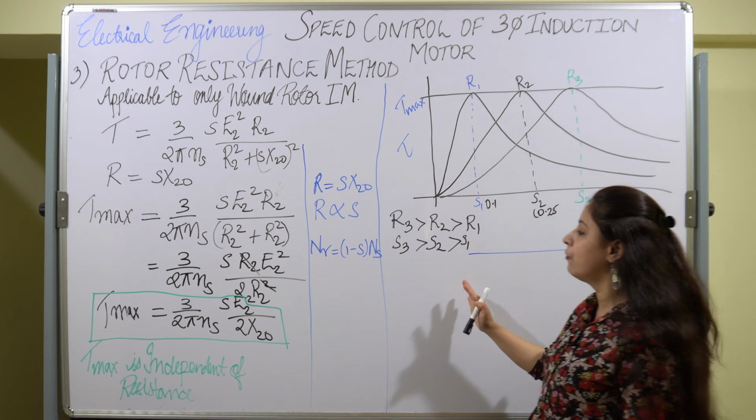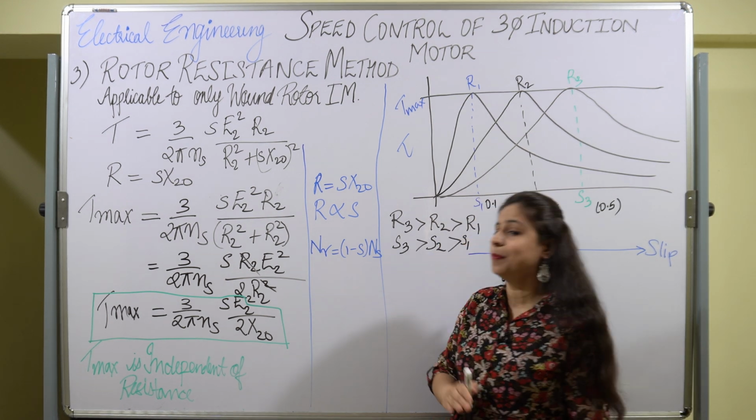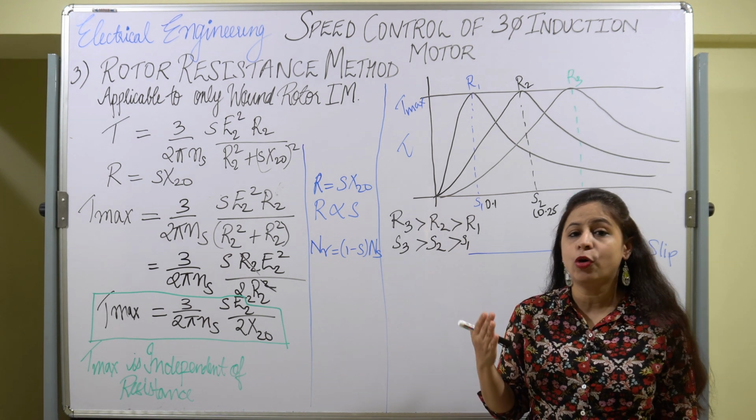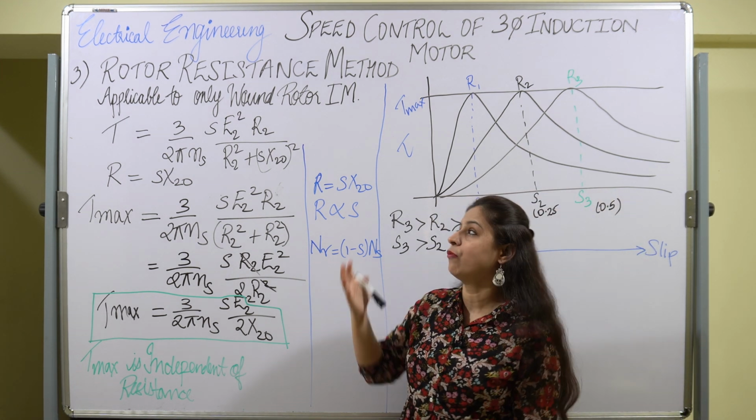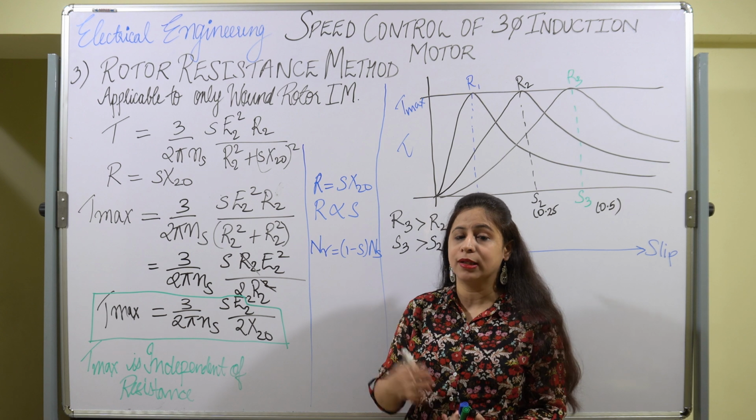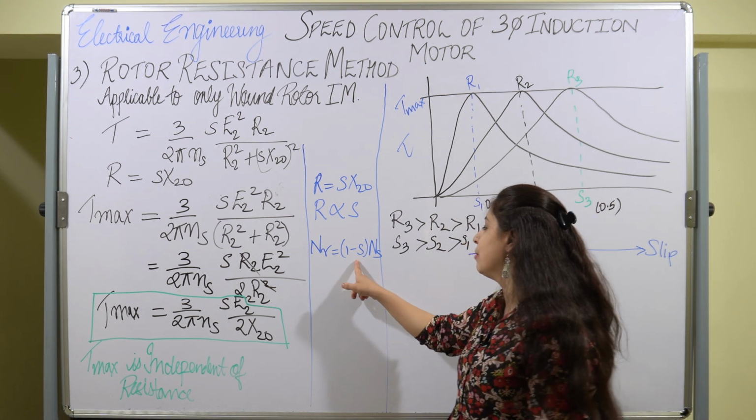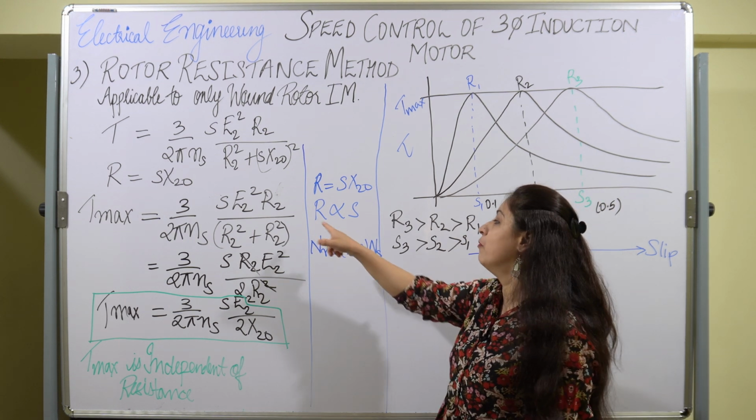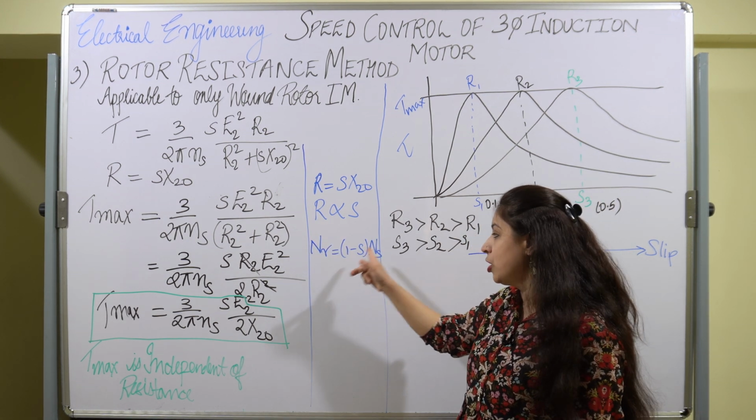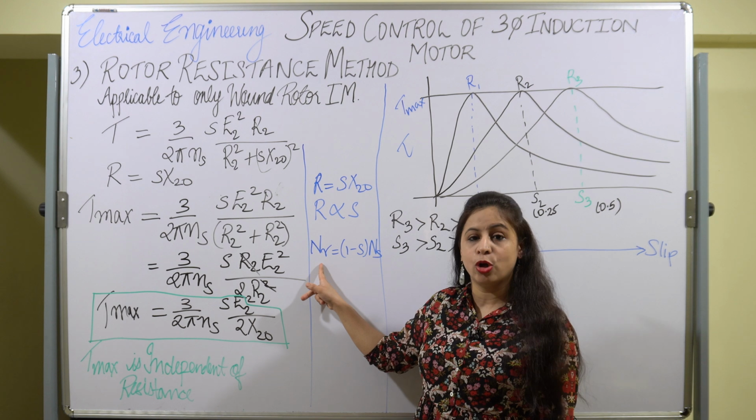Now let us see what is the effect on the speed of the rotor. Because ultimately we have to control the speed, and this is the method for controlling the speed. So naturally, when my resistance is changing, my slip is changing, so my rotor speed will also change.